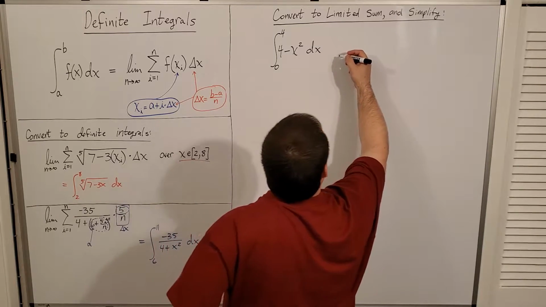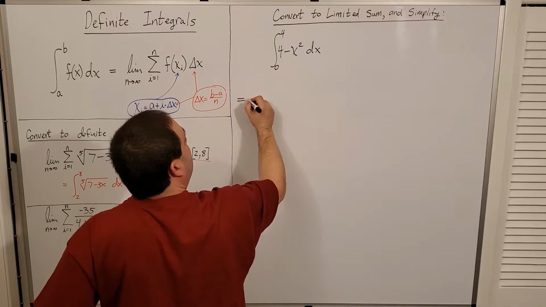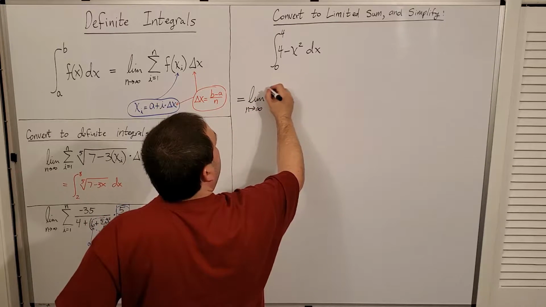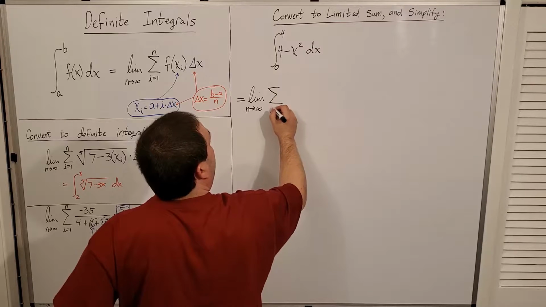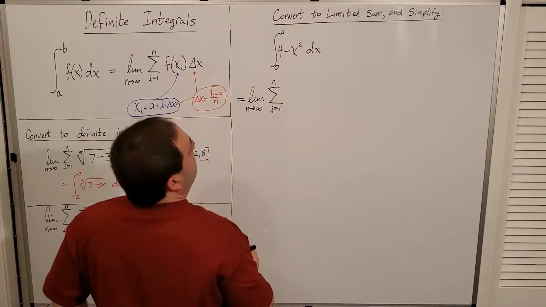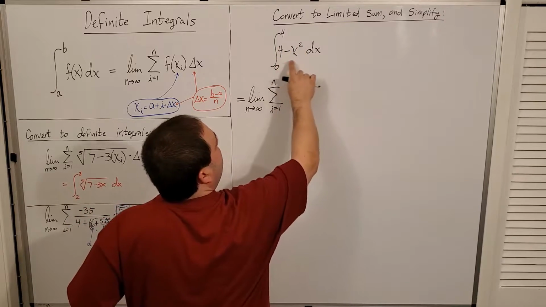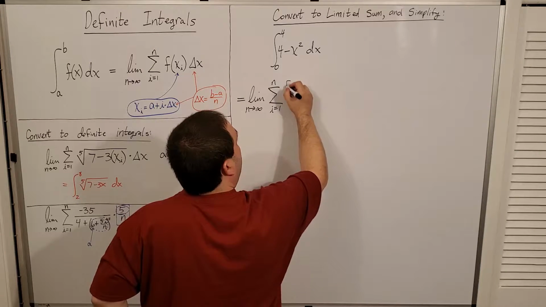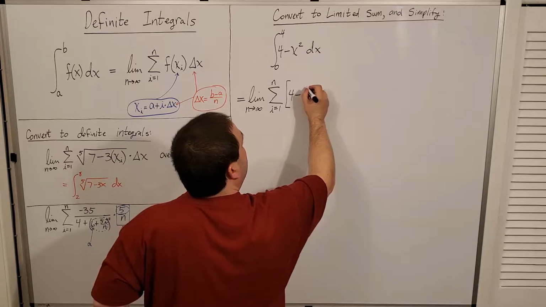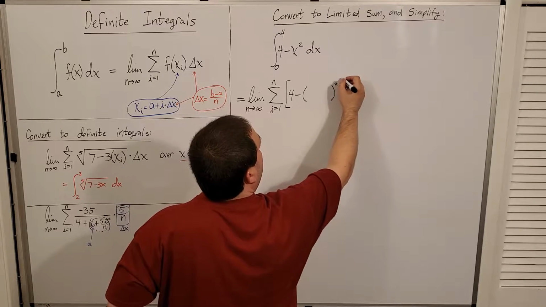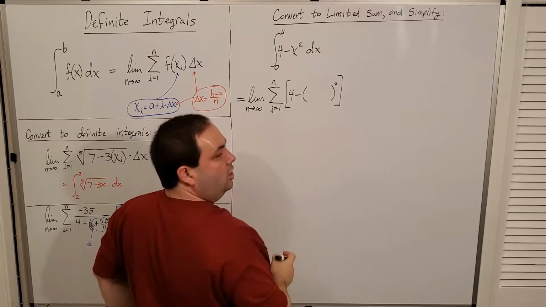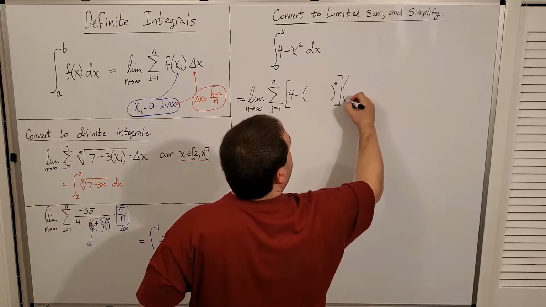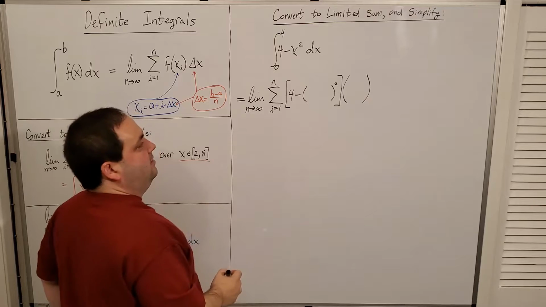This is going to be equal to the limit as n goes to infinity, summation i equals 1 to n. And I've got my function, right? I've got to put my function with the xi in there. So I'll put a bracket 4 minus something squared, because that's where my x variable is, and then times delta x.